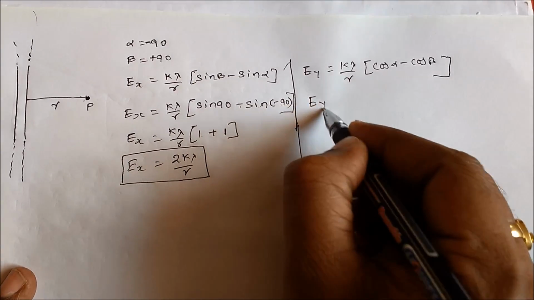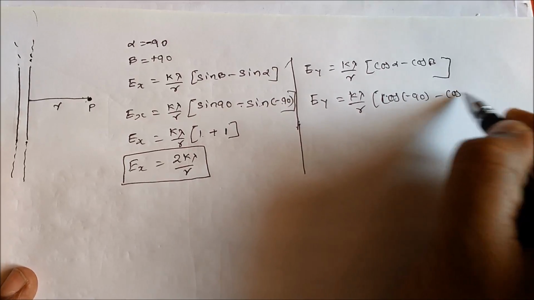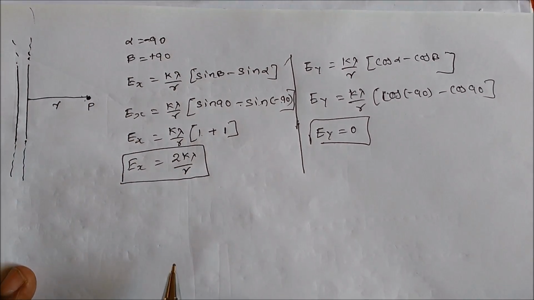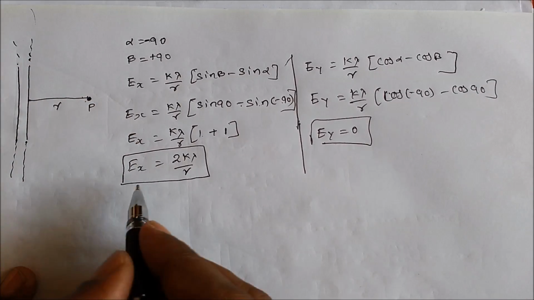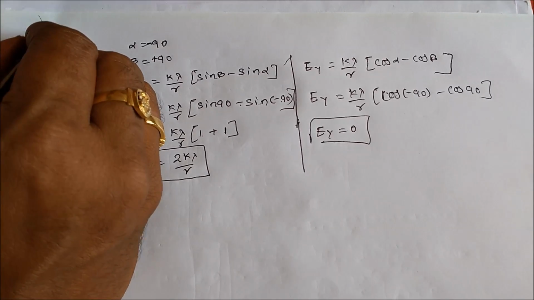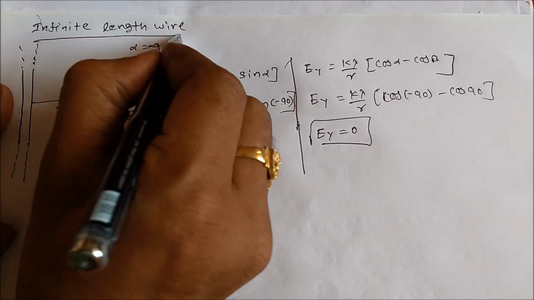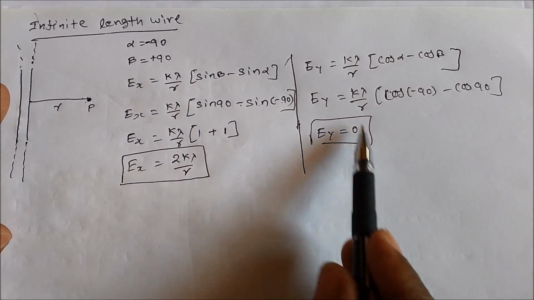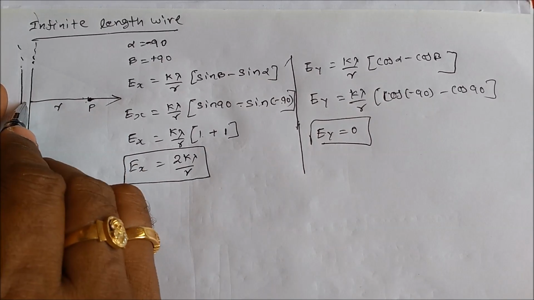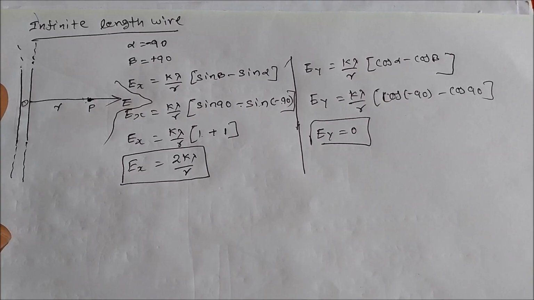In the same way, the y component is k lambda by r, cos of minus 90 minus cos 90. Cos 90 is 0, so the y component will become equal to 0 for the infinite length wire. This is another case. So for the field intensity due to the infinite length wire, the y component is 0 and the x component is 2 k lambda by r. So the resultant field intensity acts along the x direction, that means along the perpendicular line direction, that is the bisector direction. This is the total field intensity in the case of the infinite length wire.